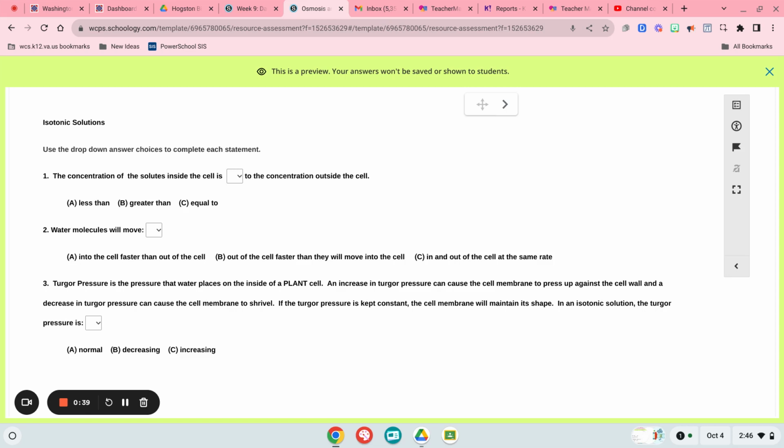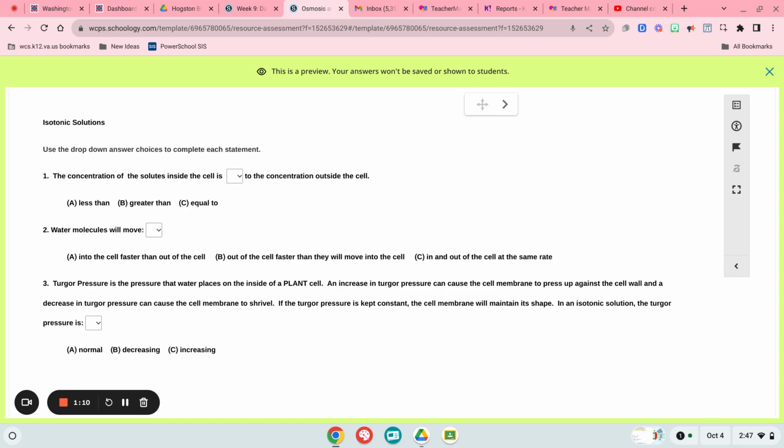Number 2. So if this cell is placed in this isotonic solution, then the water molecules are going to move. So what molecules are constantly in motion? It's called Brownian motion, and they're moving back and forth and moving around. So in this type of situation, is there a concentration gradient? Is there a need for the water to move to fill in the space where there's less water? So what's going to happen?